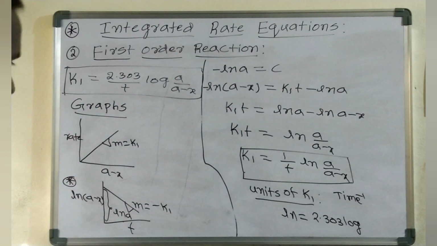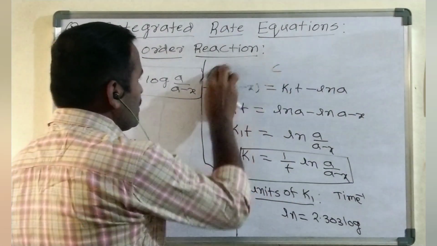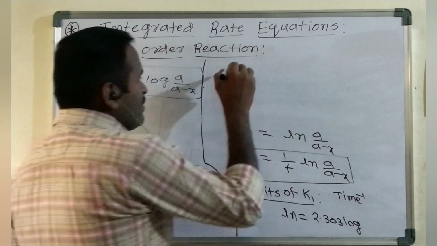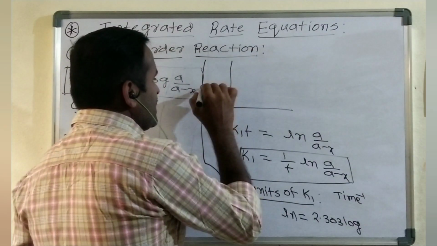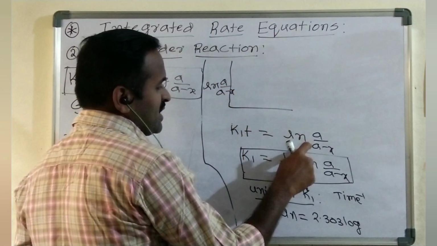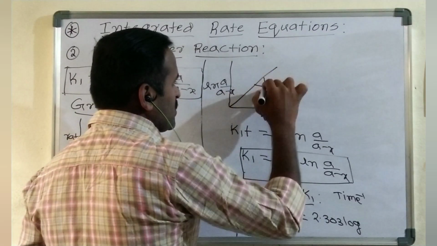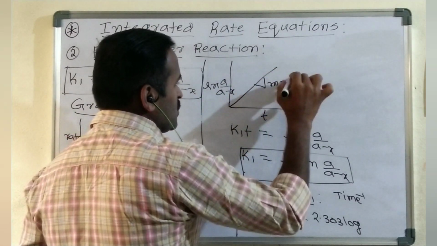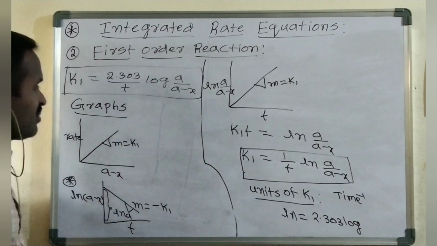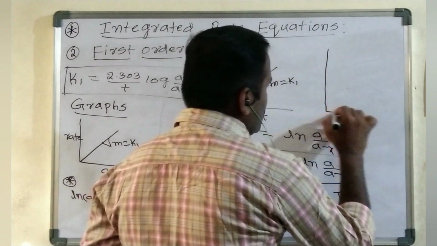In the same way, if you plot a graph between ln a/(a - x) versus time, we get a straight line passing through the origin, and the slope m is equal to K1. So this is also another one.